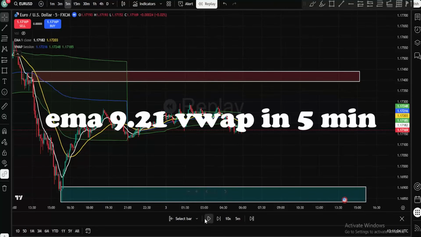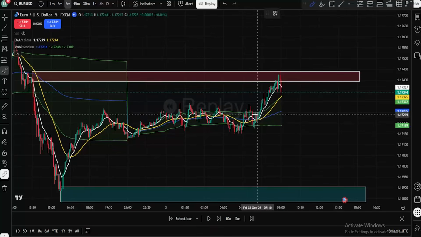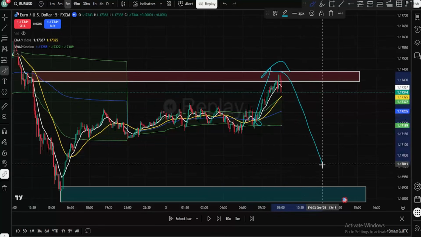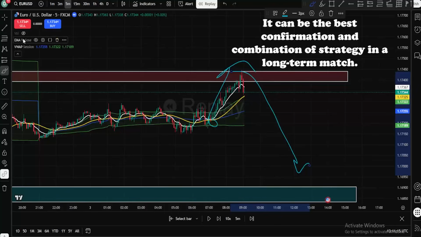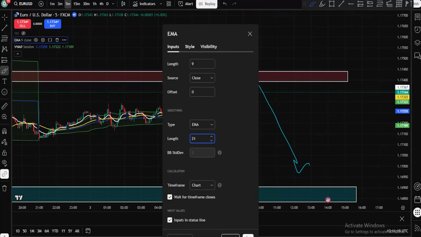Most scalpers think they fail because they don't have a strategy, but the truth is they don't know when to wait. Now I'll show you how to enter where the pros enter, using only EMA 9, EMA 21, and VWAP.